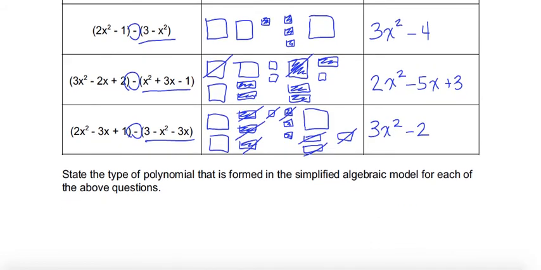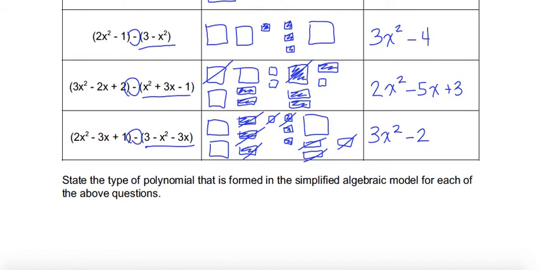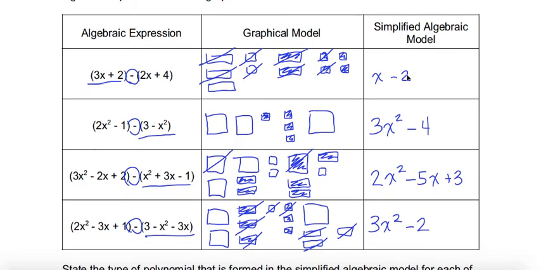And then if I wanted to state the type of polynomial that each of these questions represented, so the simplified algebraic model for each of these questions, I would look at how many terms I have in my expression that are separated by addition and subtraction signs. So I have 2 terms in the first one, so this is a binomial. So remembering those terms from before. The second one, I have 3x squared minus 4, so those are 2 terms, so that's another binomial. The third one, I have 2x squared minus 5x plus 3, so 1, 2, 3 terms, that's a trinomial. And lastly, 3x squared minus 2, those are 2 terms, that's a binomial.